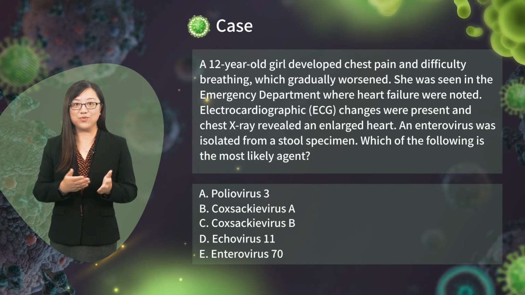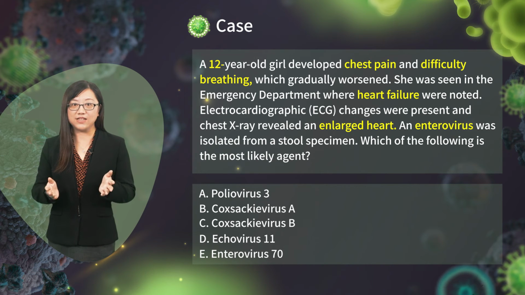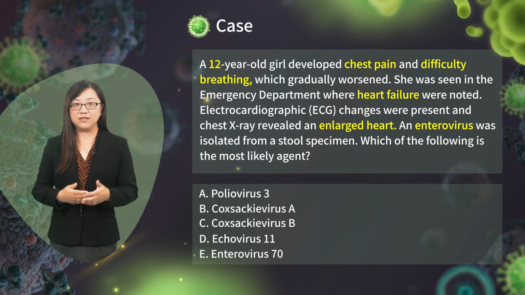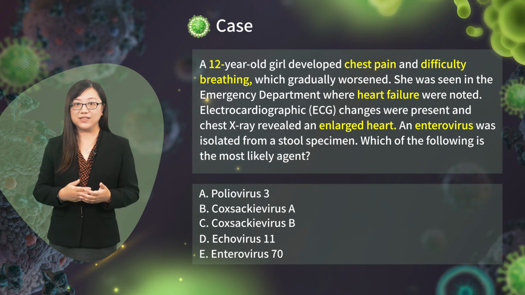You may see these keywords. The patient was a 12-year-old girl, a teenager. She had chest pain and difficulty breathing, and was noted to have heart failure and big heart. But the virus was isolated from stool, and it's an enterovirus. You may think it's interesting. The virus may enter through GI tract, but cause heart problem. And the choices actually are the species of enteroviruses.